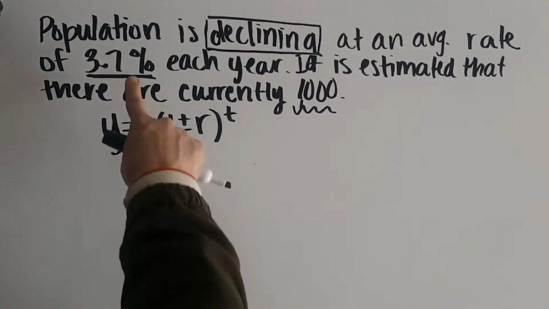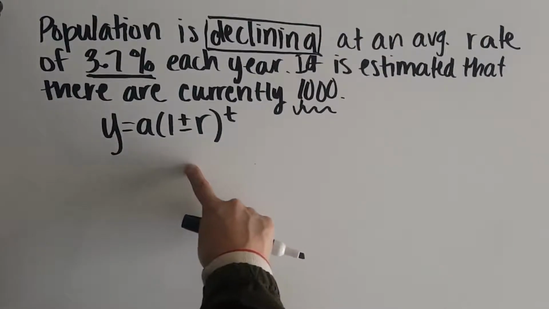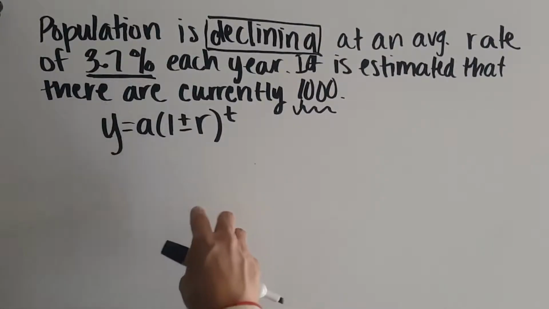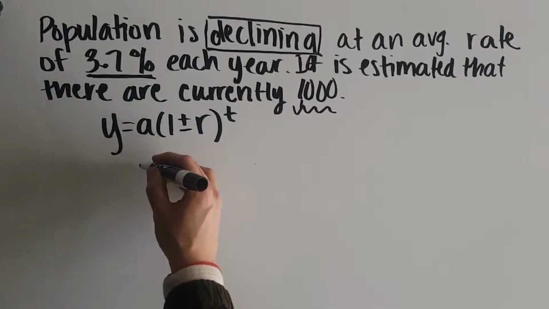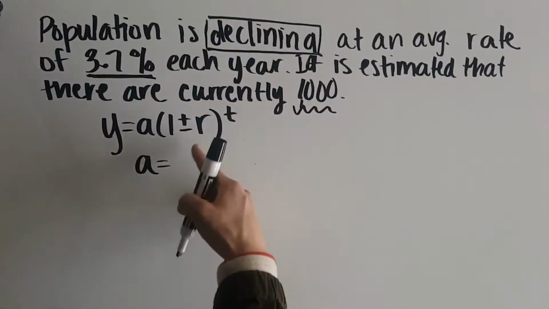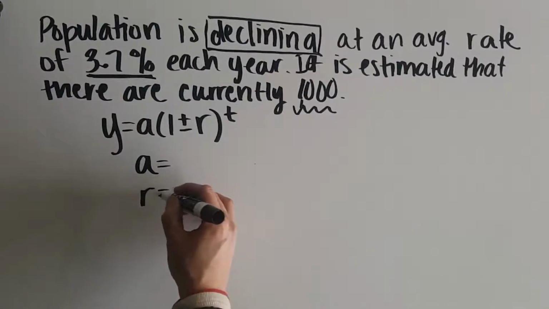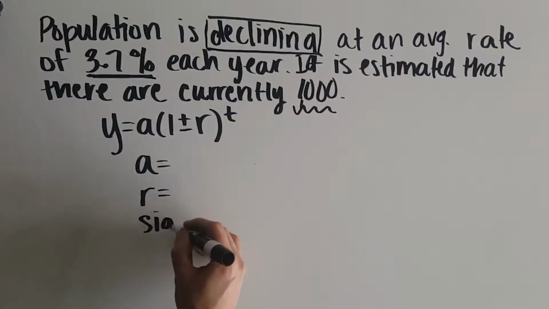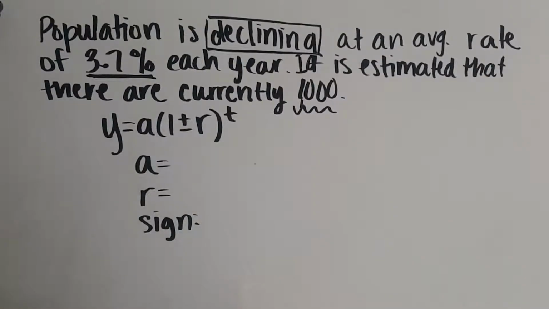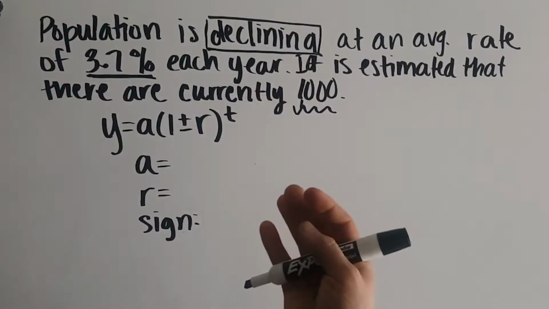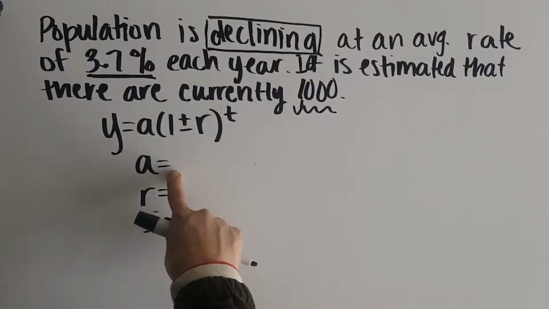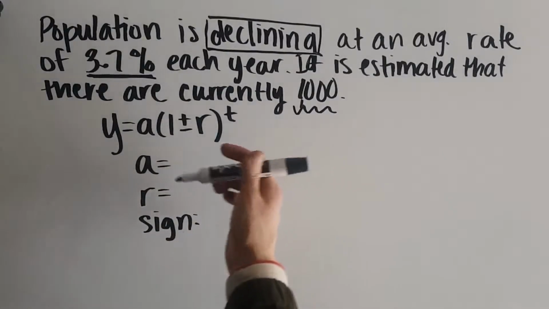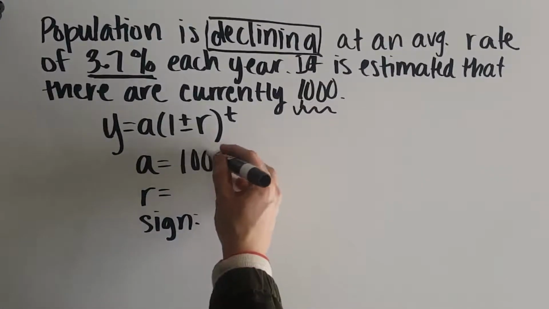So because it gave me a percentage, I know I'm going to be using my percent increase/decrease formula. In order to use this, I need to know the A, my initial value. I need to know the R, which is my rate, and I need to know the sign. Am I growing or am I decaying? Another word for decay, just so we know, is depreciation, in case you hear that as well. So in my situation, my A is what I start with. My current amount is 1,000 amphibians.